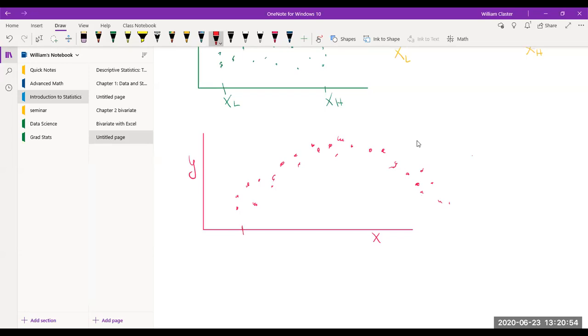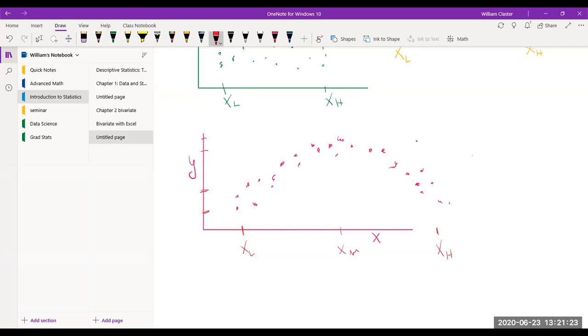If I know that X is down here, I'm kind of confident that Y is going to be between here and here, maybe. And if I know X is in the middle, then I'm kind of confident that Y is going to be between here and here, or whatever that is. And if I know X is up here, I'm also confident that Y is going to be somewhere. I can make some kind of good prediction about Y.